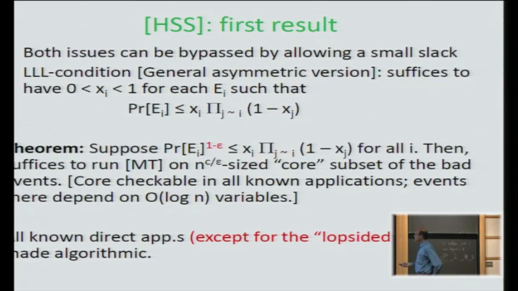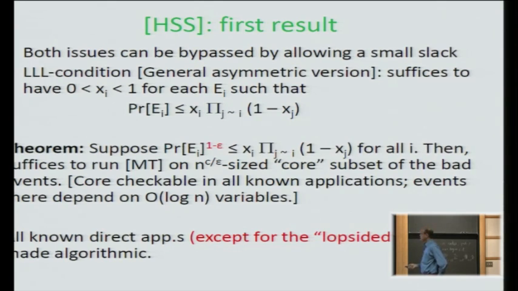So what we show is that if you allow a tiny slack here, for any positive constant epsilon, then in fact, and I'll give you a very brief idea of how this works, even if both conditions of the local lemma are true, you can essentially drop almost all of these bad events and just focus on a polynomial in n number of the bad events and just apply Moser Tardos on them.